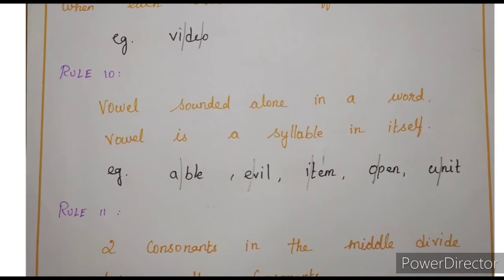Next, rule 10. Vowel sounded alone in a word. A vowel is a syllable in itself. So when it stands alone to give you a word, then you can syllabify it. See here: able, evil, item, open, unit. So here I am going to divide into 2 syllables. So a vowel, when it is sounded alone in a word, is a syllable in itself.